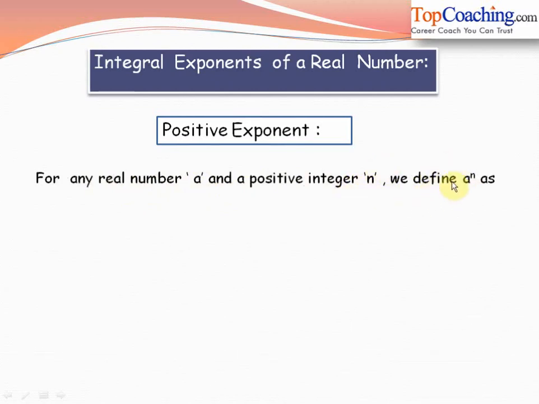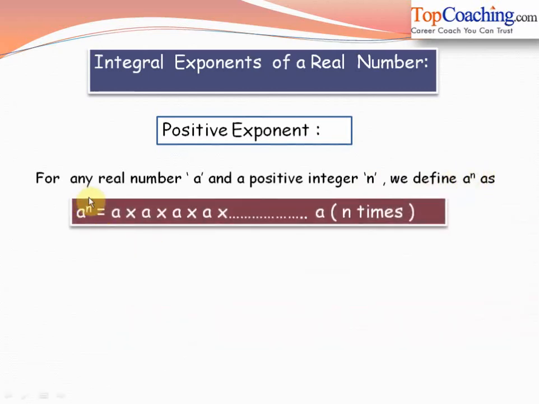the power of n, or the exponent of a being n, as a to the power of n equal to a into a into a into a and so on n times. So we multiply a n times to get the value of a to the power of n. So a to the power of n is nothing but equal to a multiplied by a n times.